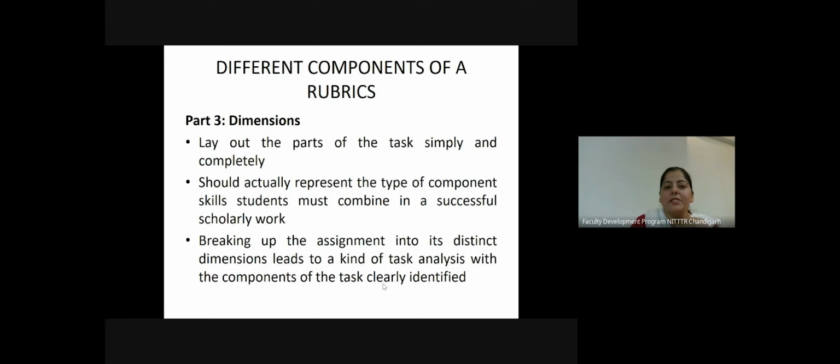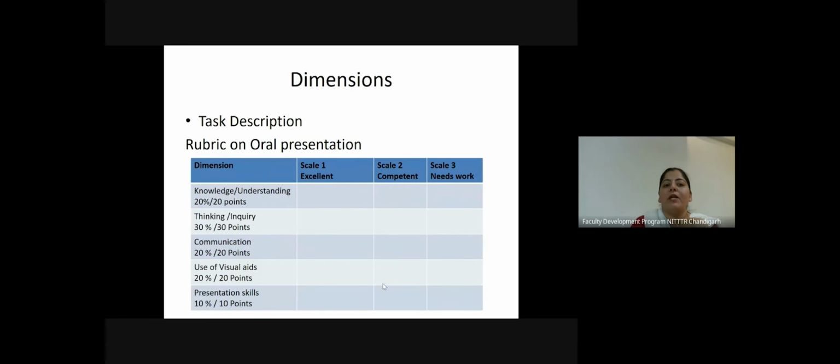Minimum dimensions, so it is easy for the teacher to evaluate and assess, and then weightage to the different dimensions. How many marks are you giving to knowledge, to thinking inquiry, to communication, to visual aids, and to presentation skill? You can be very good when it comes to communication, but you may need improvement in terms of presentation skill.